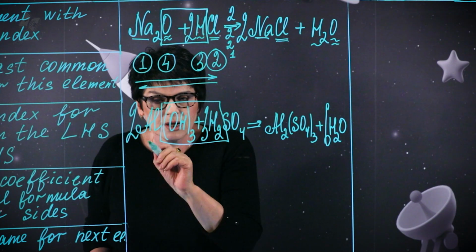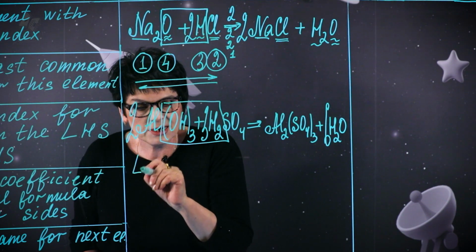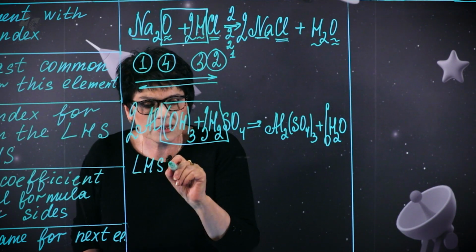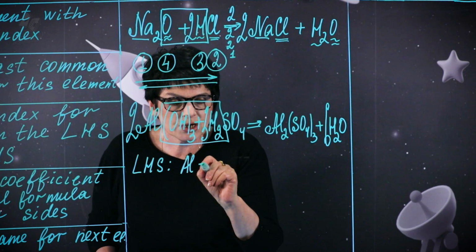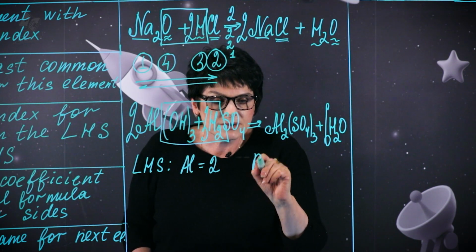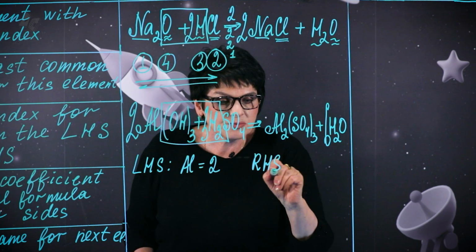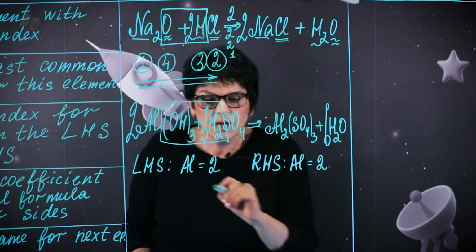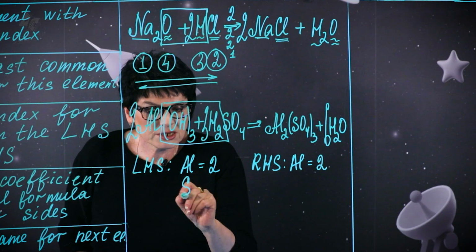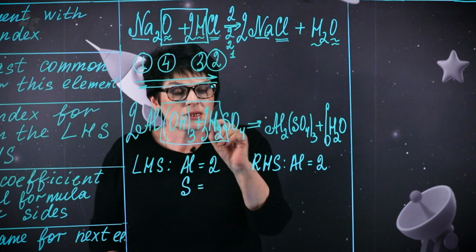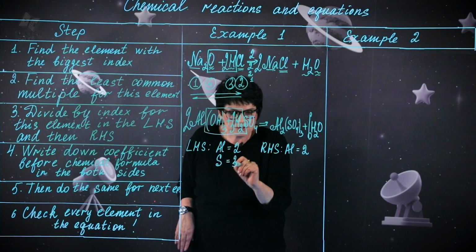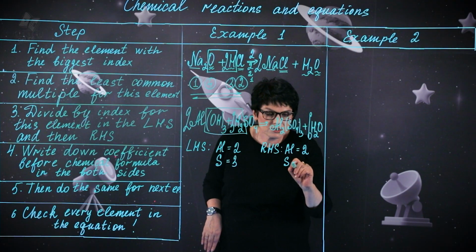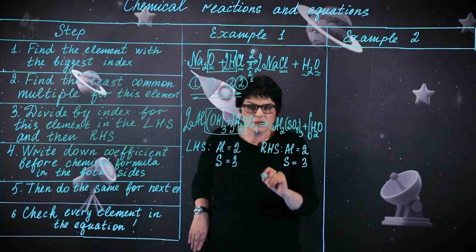In such complex equations, in my opinion, it is very convenient to double check. On the left side, we have the element aluminum, which is equal to 2. On the right side, we also have aluminum, which is also equal to 2. Following that is sulfur. On our left side it has a value of 3, and on the right side, it is also 3.